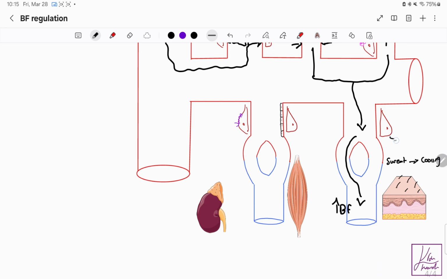And that's because the smooth muscle cells of the skin, the arterioles in the skin, they start to dilate during exercise through some unknown mechanisms. We don't actually know why that happens, okay? There's very little research on this.